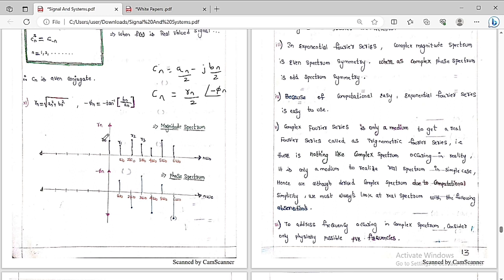To address the frequency actually occurring in the complex spectrum, consider only the physically possible positive frequencies. In the case of the exponential Fourier series, the magnitude spectrum and phase spectrum have positive frequencies and negative frequencies. So don't look at the negative frequencies; analyze the magnitude spectrum and phase spectrum with the positive frequencies only, because there is nothing like negative frequencies in the real world. Only positive frequencies are there in the real world. This point you must always keep in your mind.